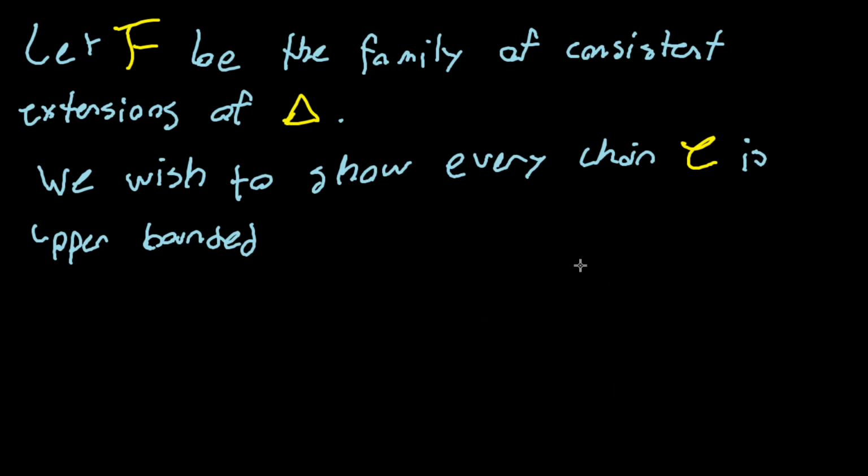So we'll pause for a moment here. We have a chain C, which is some sequence of extensions of delta. What does an upper bound of C look like? Or what do you think the upper bound of C is? Think about that for a moment.